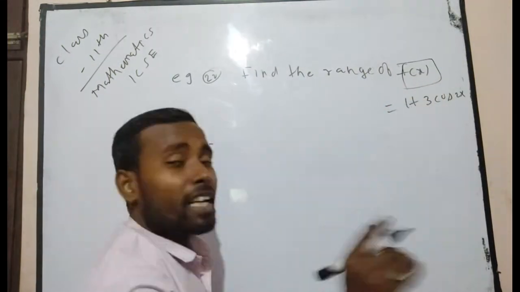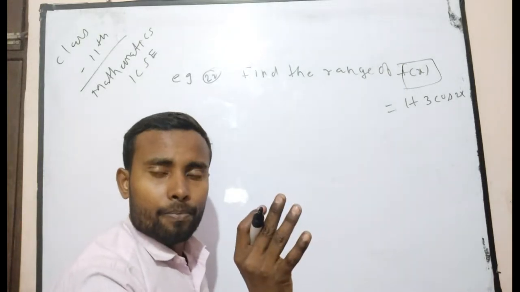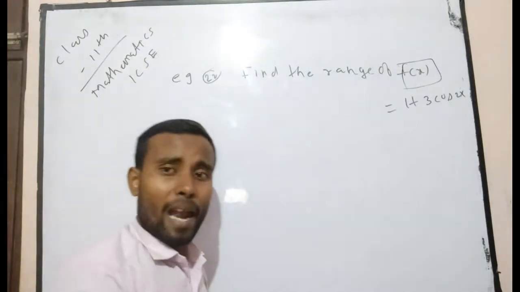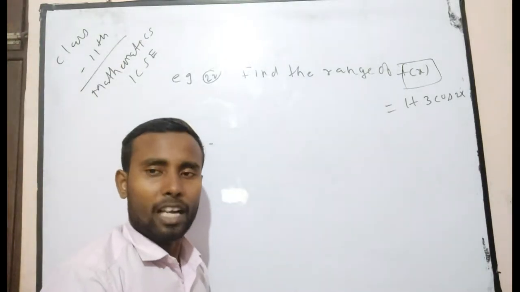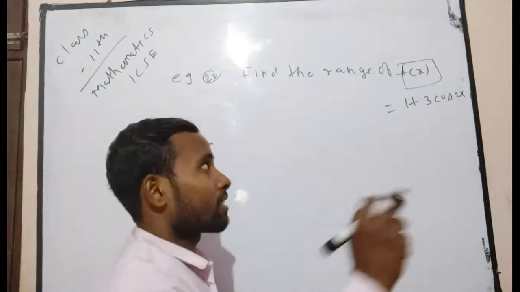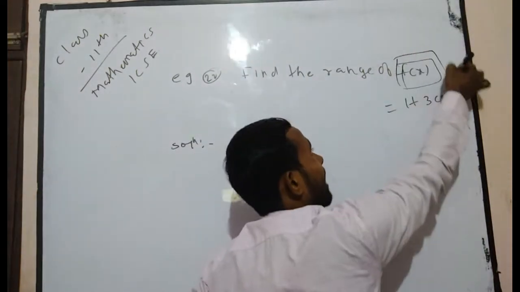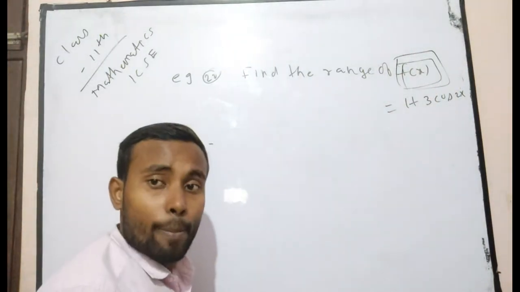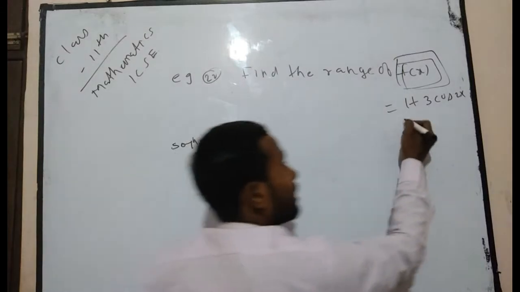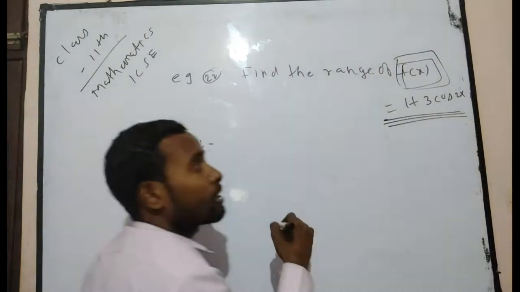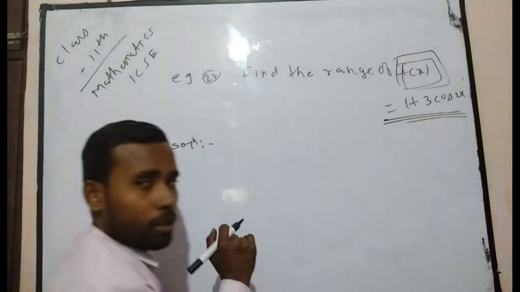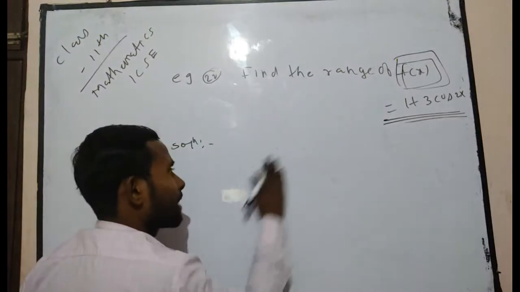Range of f(x) means that you have to find the collection of all values of f(x), a collection of all real numbers in which f(x) lies. That means you have to find the whole set of values of 1 plus 3 cos 2x. How can you find it? Simple. It is very simple.